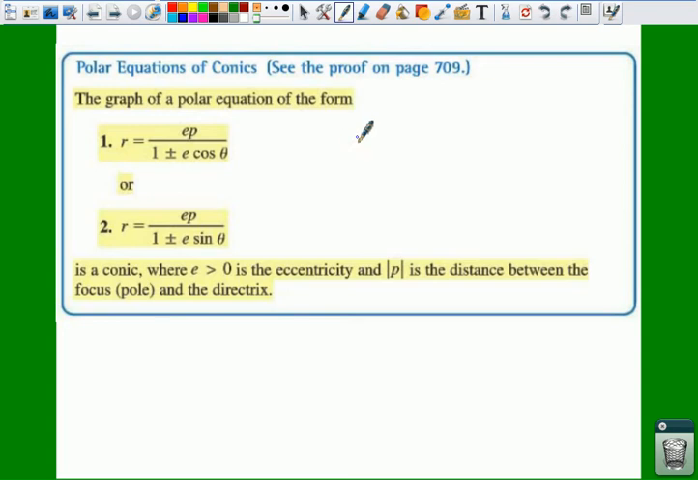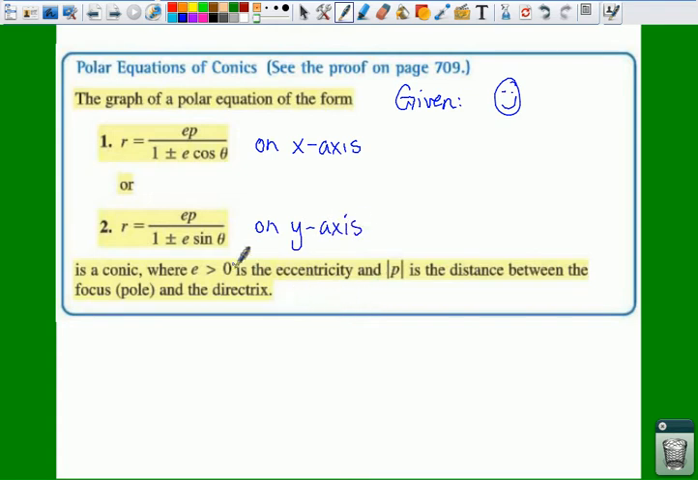So here are some polar equations of conics. These will actually be given to you. You don't have to memorize these. So put on a happy face for once. And what we're going to have is r equals e times p all over 1 plus or minus e cosine theta, or r equals ep all over 1 plus or minus e sine of theta. So this is when your equation has an orientation on the x-axis because of your cosine, and this would be when you have an orientation on your y-axis because of the sine.